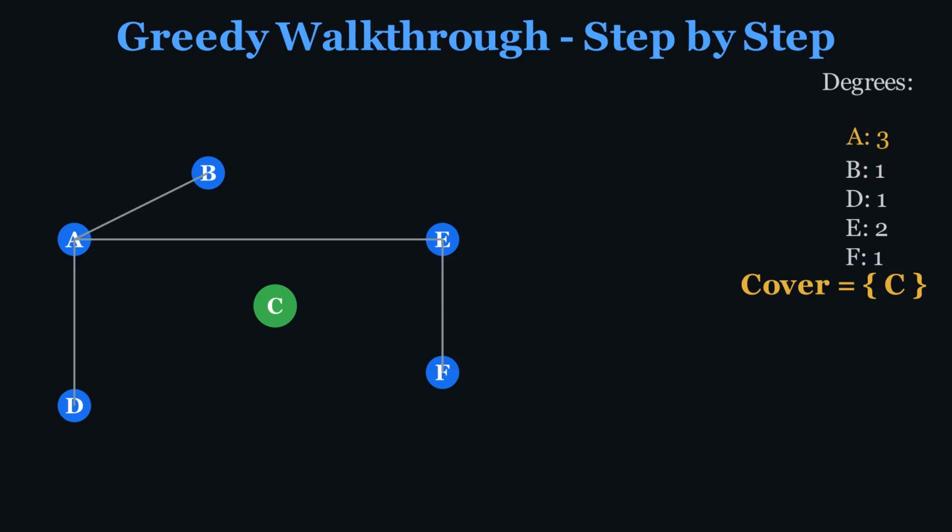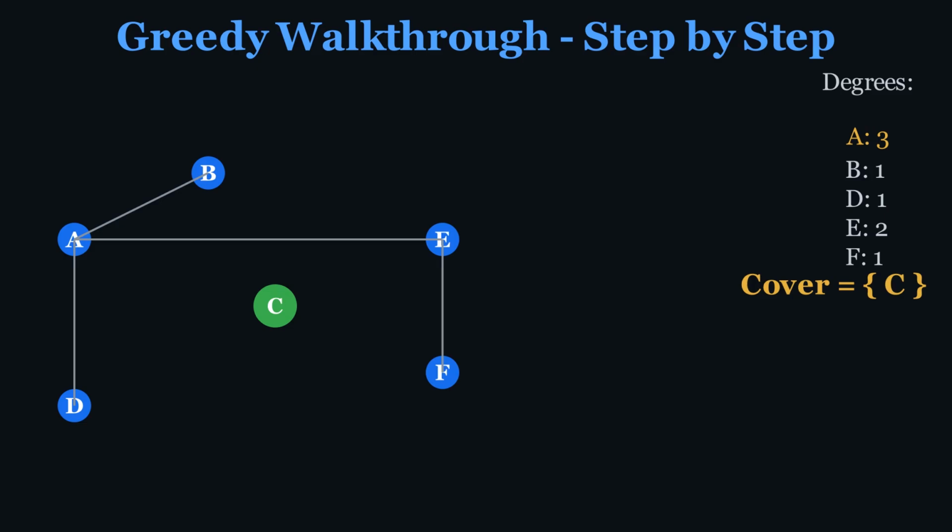After selecting C, every edge incident to C disappears from consideration. That is the crucial shrinking step. Greedy is not just picking vertices. It is repeatedly solving a smaller and smaller version of the same problem.